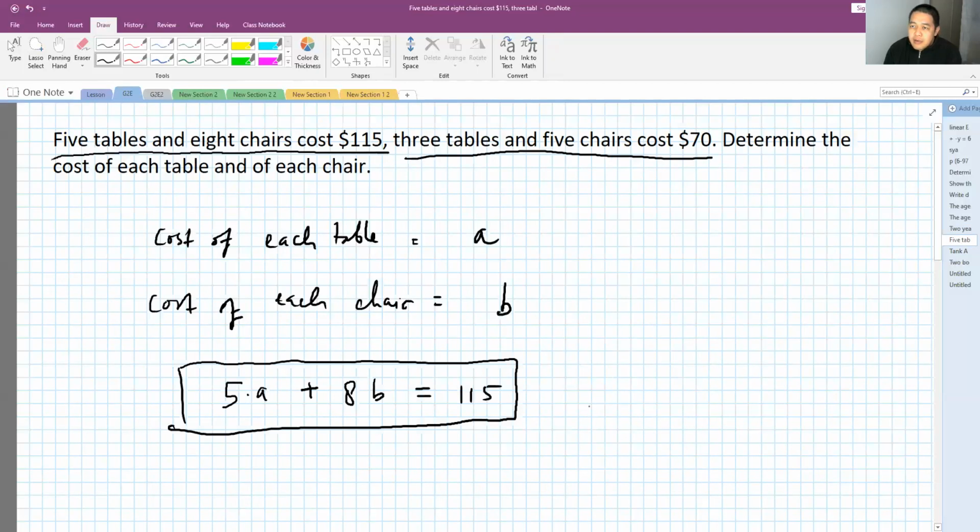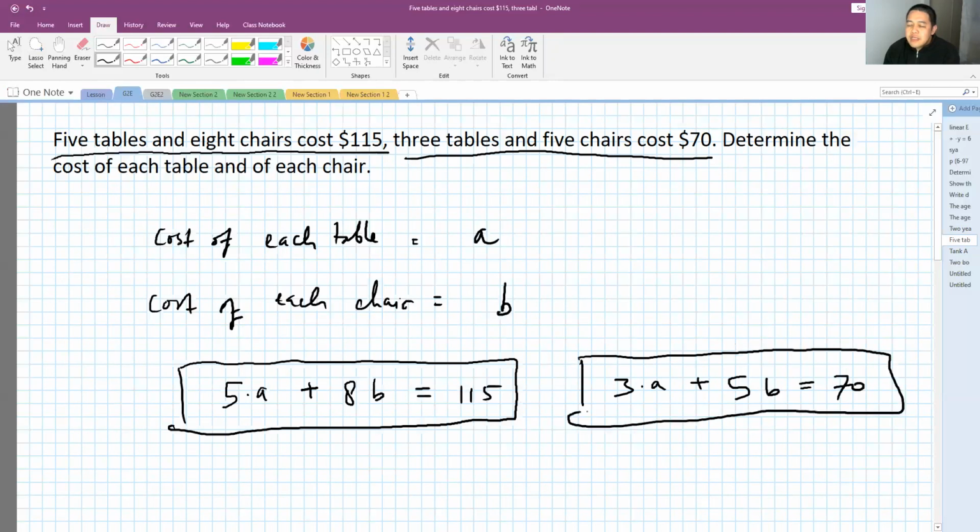3 tables and 5 chairs. So 3A plus 5B equals $70. So here we have also another equation that has 2 unknowns or 2 variables, A and B. Now with the first one, we can solve them for the values of A and B.